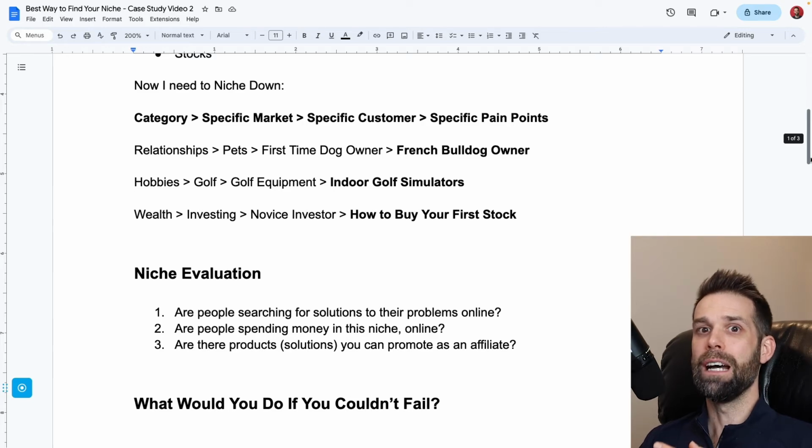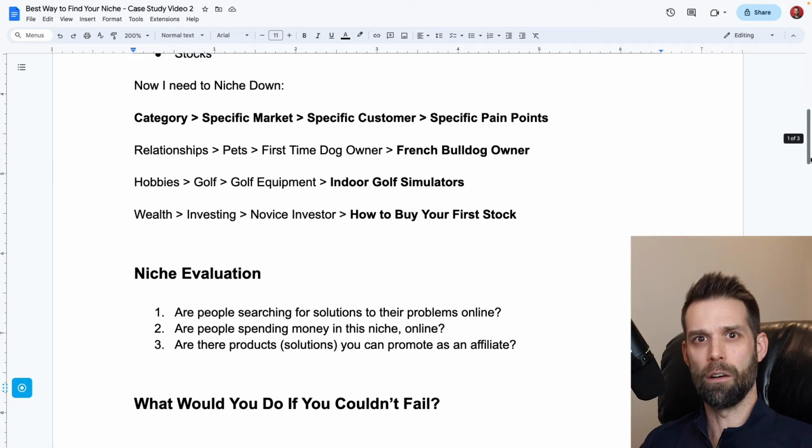Next, golf. You start at hobbies, then you get to golf. Much too broad. You don't want to talk about golf courses, golf equipment, golf instruction, golf vacations, and so on. So you want to narrow it down to maybe golf equipment. Maybe there's a specific type of golf equipment like indoor golf simulators. Personally, I have one of these. I like playing golf. That could be something that I pursue.